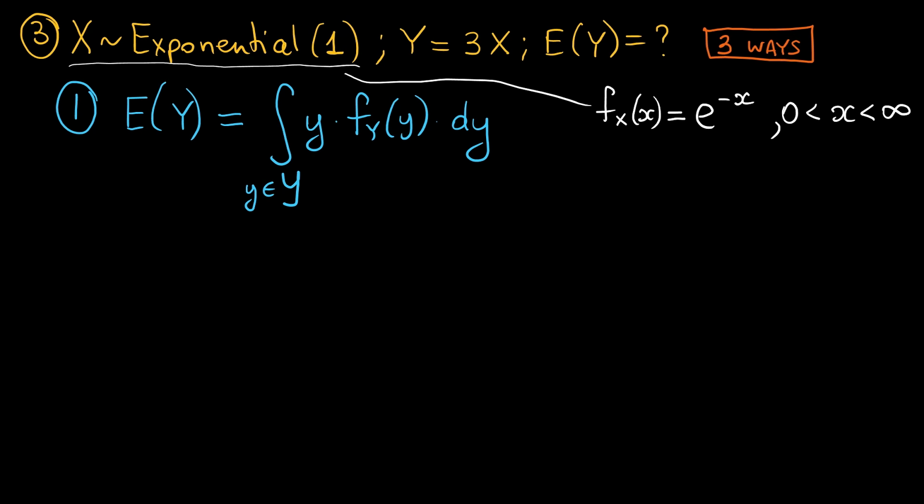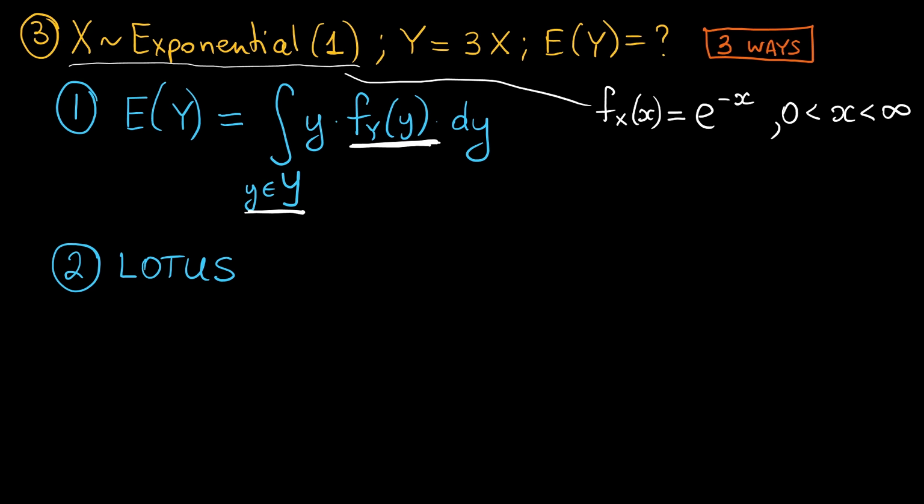Okay, so we know the PDF of x, that's given, but we do not know the PDF of y. So in order for us to use this definition of the expected value directly on y, we would need to derive the PDF of y, and we would need to figure out the support of y. Okay, two things that we'll need to work out there before we can use that formula. In the second method, we're going to use LOTUS.